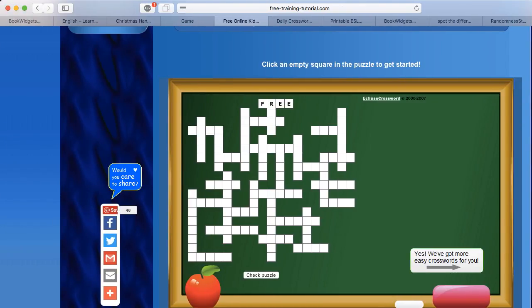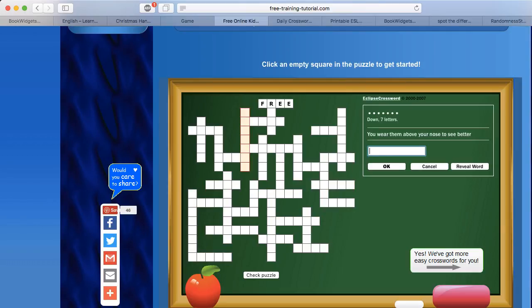Okay, good, good. So let's try another one right here. Down, seven letters. You wear them above your nose to see better. What do we think we have? Also, if you get stuck, there's a reveal word option, but let's not click on that to make sure that we can guess it. So it tells you down or across. What do we wear above your nose to see better? I'm wearing them right now. In fact, if I don't wear them, I am blind as a bat. That's an English idiom.